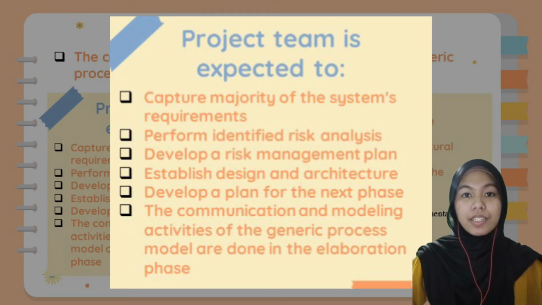This phase expects the project team to capture most of the functional requirements of the system, carry out the analysis of identified risks to decrease or remove the impact of risks on final schedule and product, set up an executable architecture and design, and create a detailed plan for the following phase.